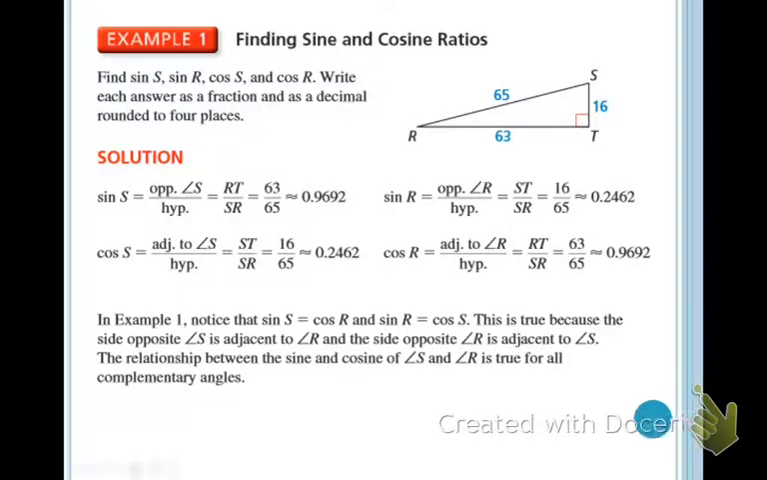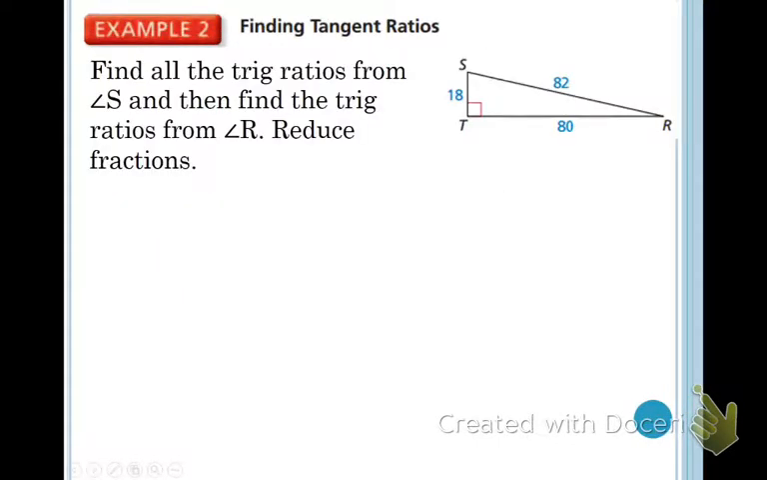All right. The last one we're going to review together is finding tangent ratios. So this in particular is from 9.4, but it is the same idea, except for now we're using tangent. It's a different triangle. We have 18, 80, and 82. Draw this on your notes.